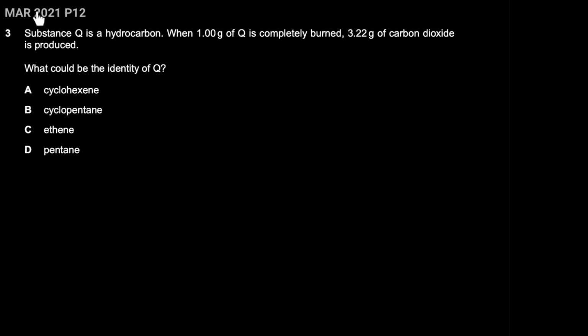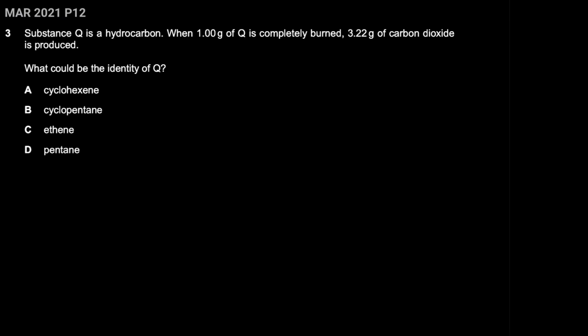So in this video, we're going to solve the most difficult MCQs from March 2021, paper 12. So question number 3 says, substance Q is a hydrocarbon. When 1 gram of Q is completely burned, 3.22 grams of carbon dioxide is produced. What could be the identity of Q?